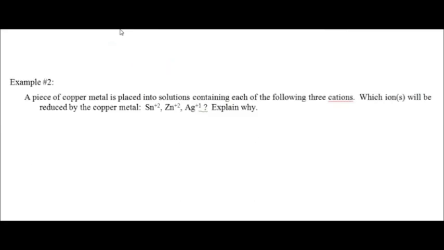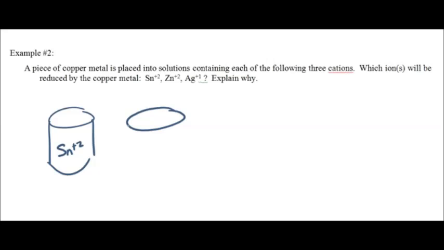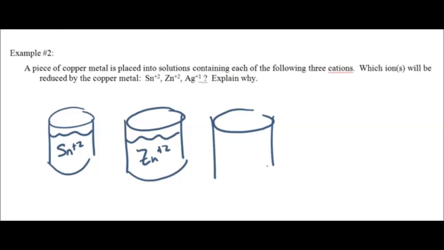All right, example number 2. It says a piece of copper metal is placed into solutions containing each of the following 3 cations. Which ions will be reduced by the copper metal? So here's our scenario. We've got actually 3 containers. Maybe this one has the tin +2. Here's another beaker that has zinc ions. And again, these are all solutions. Okay, and then we have a third beaker that has some silver ions in it.